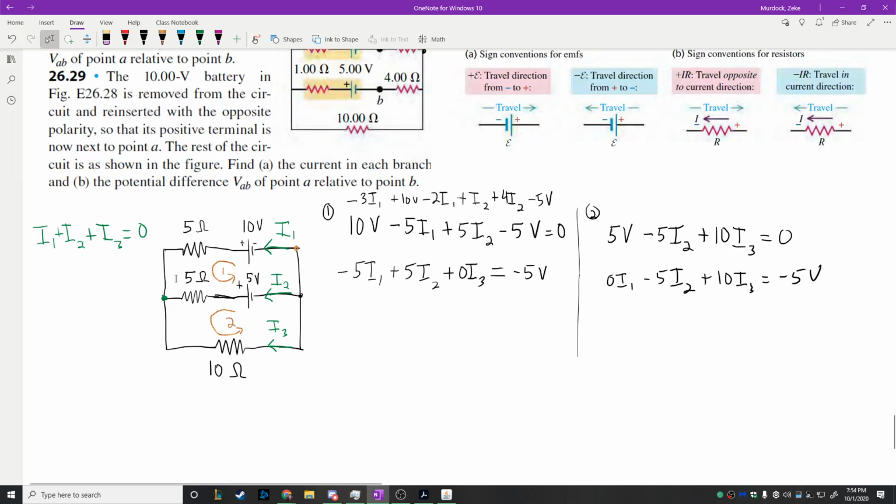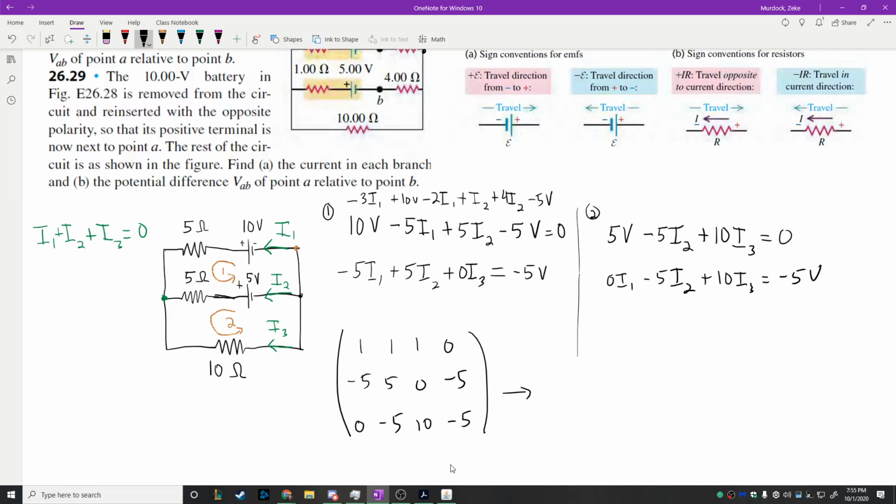Okay. We want to make a matrix right here, right? So let's go ahead and make a matrix. We'll start from right here. This one is an equation that is 1, 1, 1, 0. This equation is negative 5, 5, 0, negative 5. This equation is 0, negative 5, 10, negative 5. And if we RREF this, if you want to put it into your calculator, go for it.